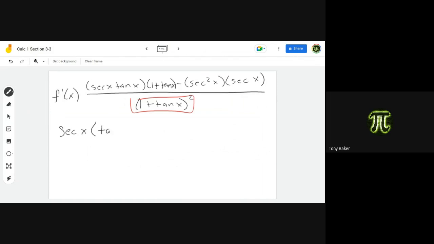So now I have tangent of x plus tangent squared x minus secant squared x. I took out that secant and that secant. You can do that. If I had, say, an A in both terms, could I pull the A out? Yeah. Same concept. As long as you have something similar in both terms, you can pull it out.